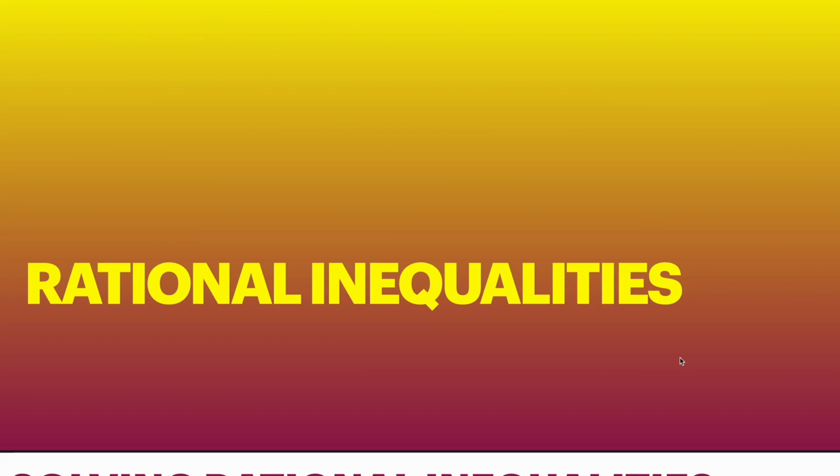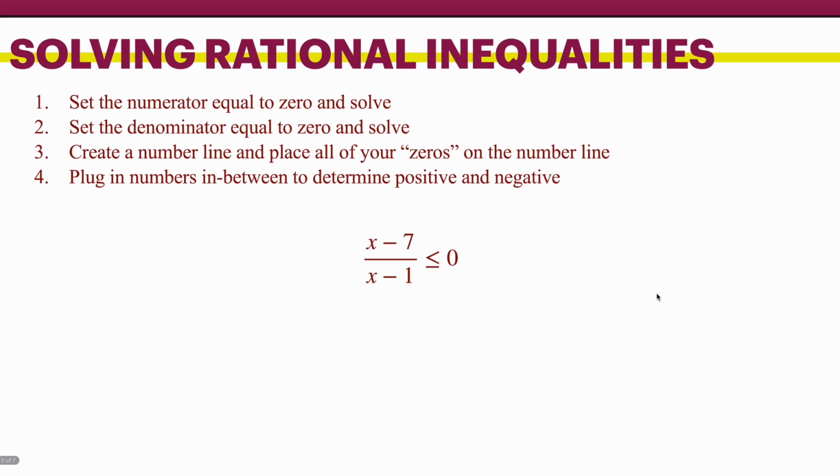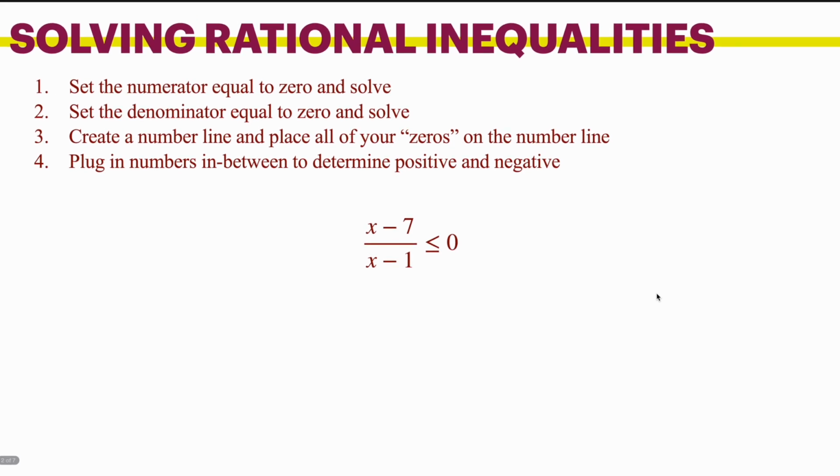In this video, we are going to learn about rational inequalities. To solve a rational inequality, the first thing you're going to do is set the numerator equal to 0 and solve. Then set the denominator equal to 0 and solve. And you're going to create a number line to place all of your zeros on the number line. And you're going to plug in numbers in between to determine.